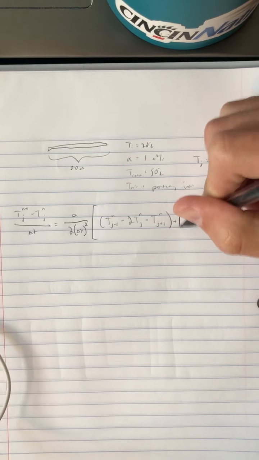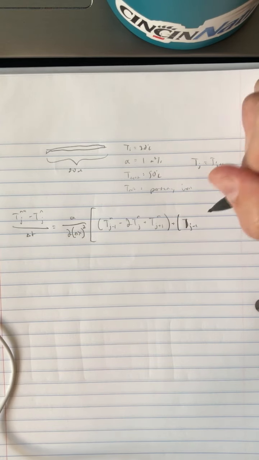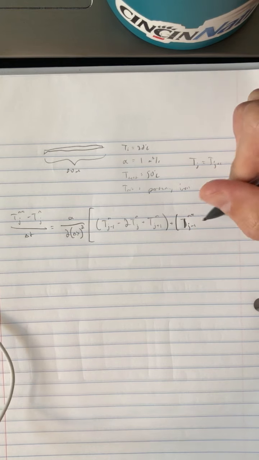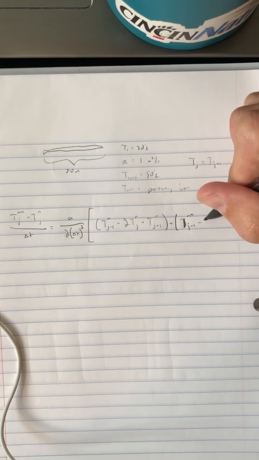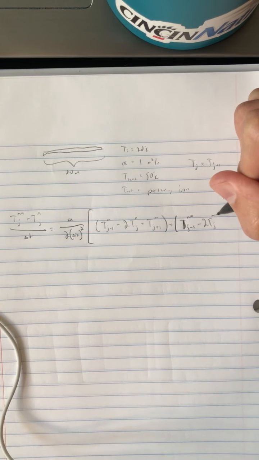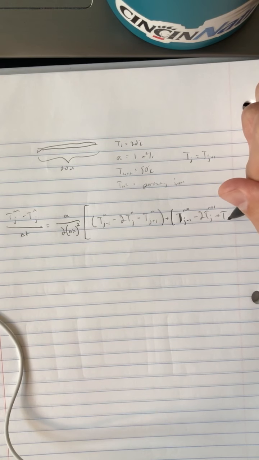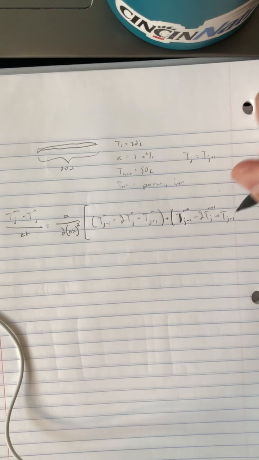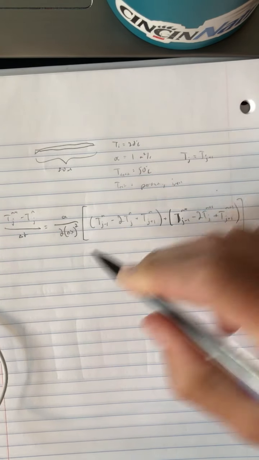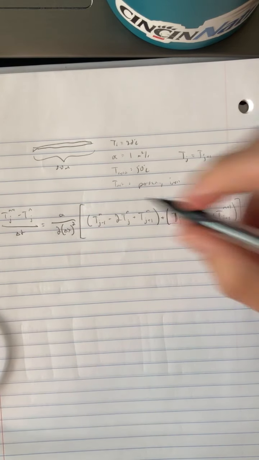This will be taking the average between all the temperatures at the next time: the position to the left, the current position at the next time, and the position to the right at the next time. It's taking the average, as you can see, adding the two together and then dividing by 2 will be the average between those two.